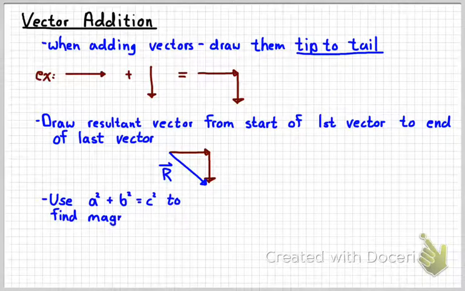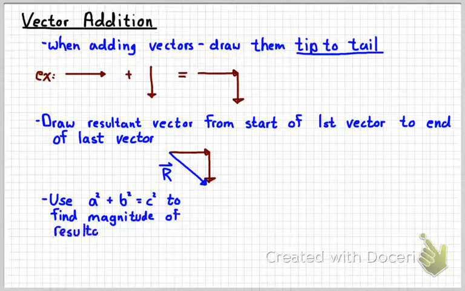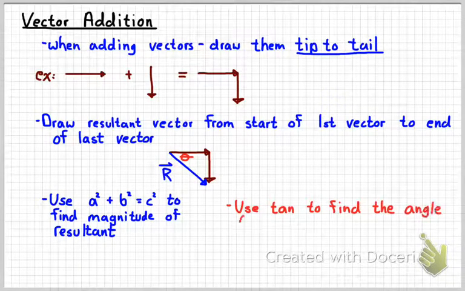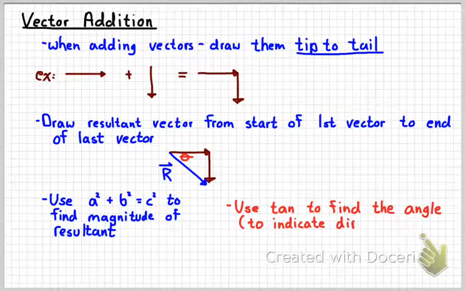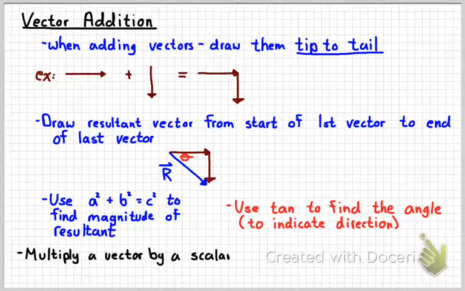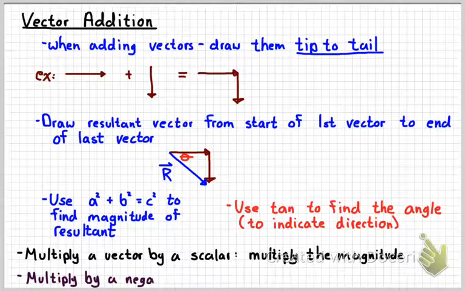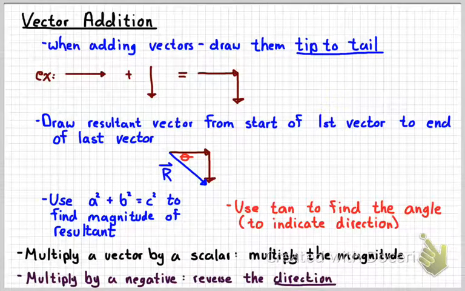We can use Pythagorean's theorem to figure out the magnitude of the resultant, since we'll know both the sides of that right triangle. And we can use the tangent to find an angle to indicate the direction of our resultant vector. Remember that when we multiply a vector by a scalar, we simply multiply the magnitudes. And when we multiply a vector by a negative scalar, we simply reverse the direction.